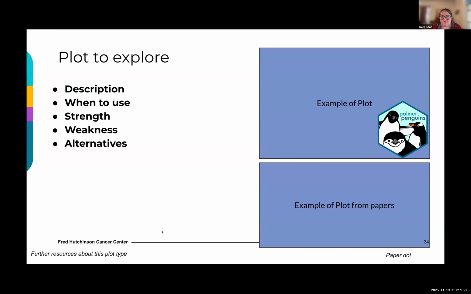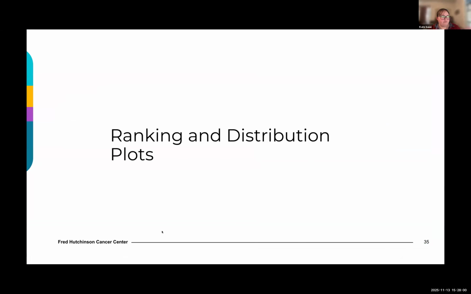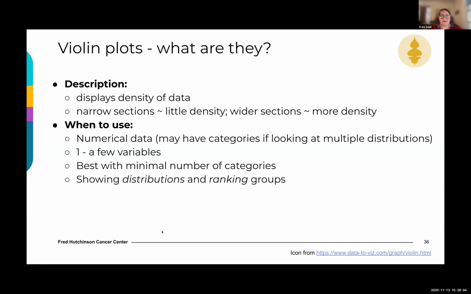This is not necessarily always going to be a good example. We might even talk about the weaknesses of it. And then I'll try to give at least one example of the plot from papers. For the first set of plots, these are ranking and distribution plots, such as a violin plot.